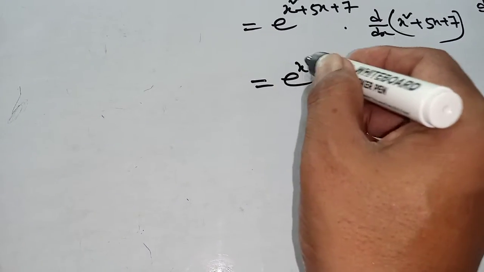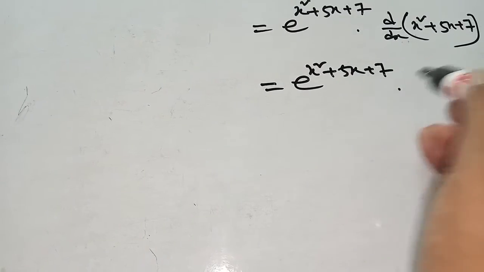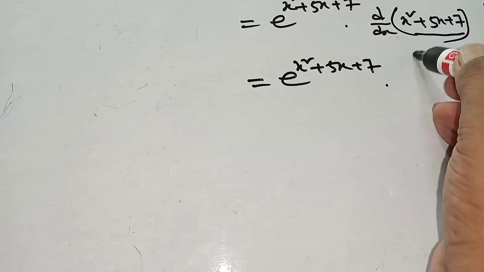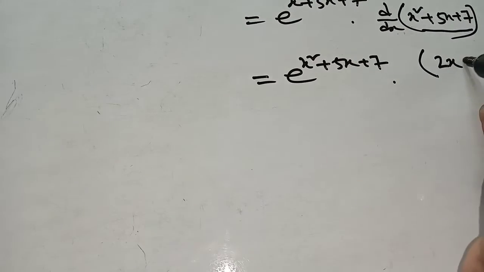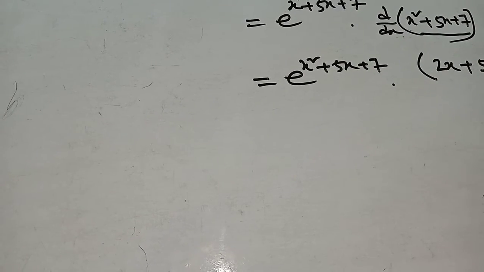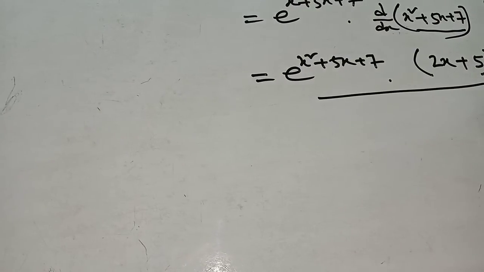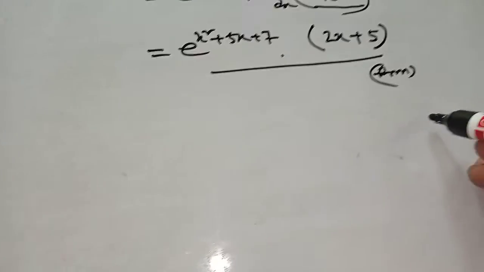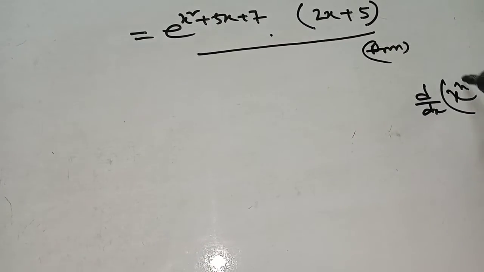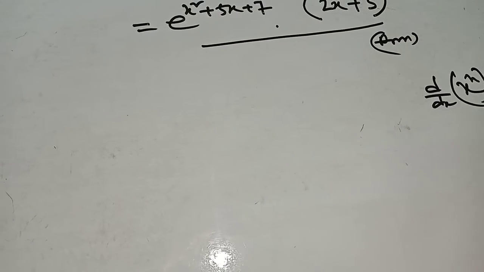Now, x square plus 5x plus 7 into d/dx of this one equals what? d/dx of x square means 2x plus 5 into 1, 5 plus 0. This is the answer. Here we must use d/dx of x to the power n means n into x to the power n minus 1. This is one formula.